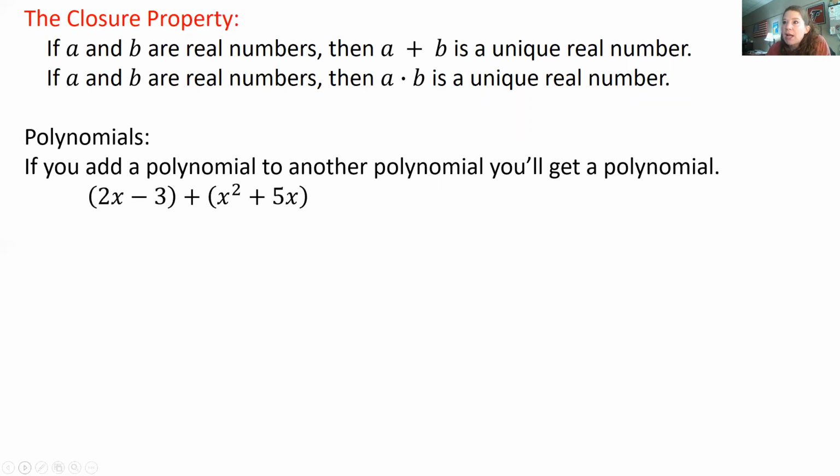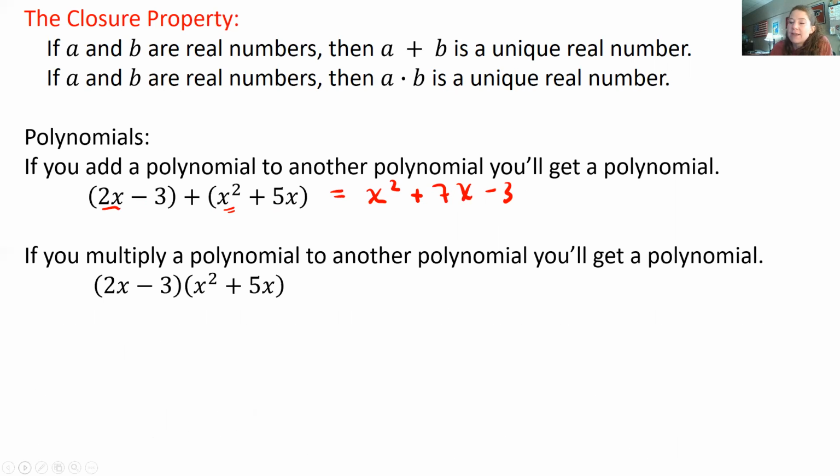Now, when you're talking about polynomials, it says if you add a polynomial to another polynomial, you'll get a polynomial. That makes sense. So if we combine our like terms, 2x plus 5x is 7x, and the -3 doesn't have a like term, so it's standing alone. So if you add a polynomial to a polynomial, you'll get a polynomial. That makes sense, right?